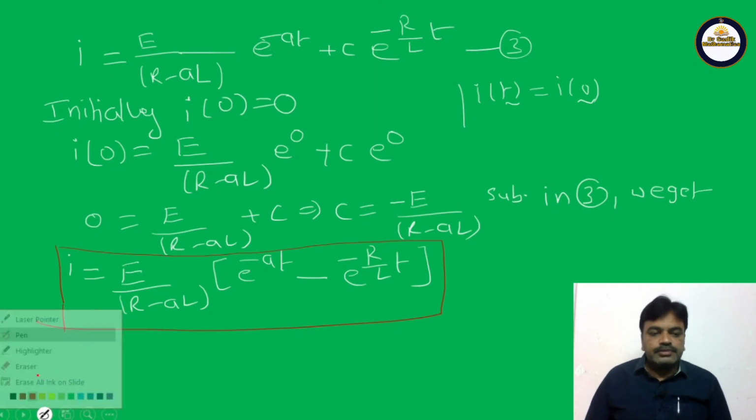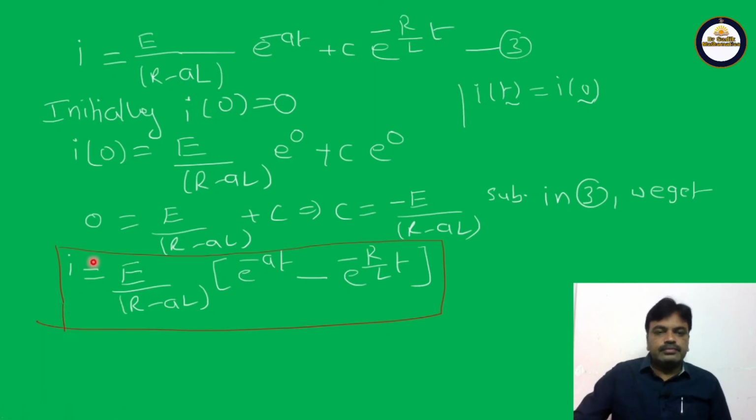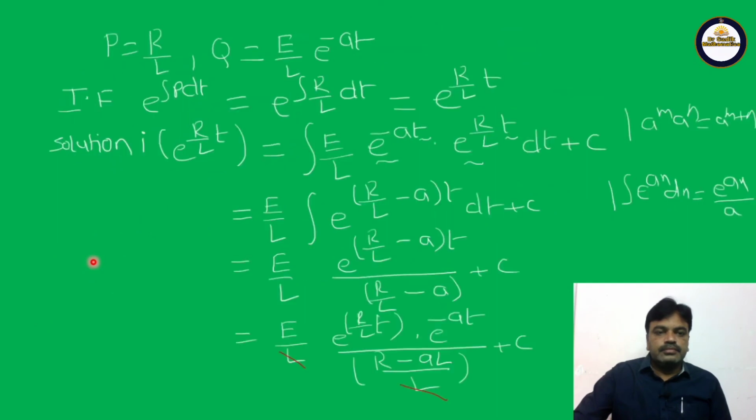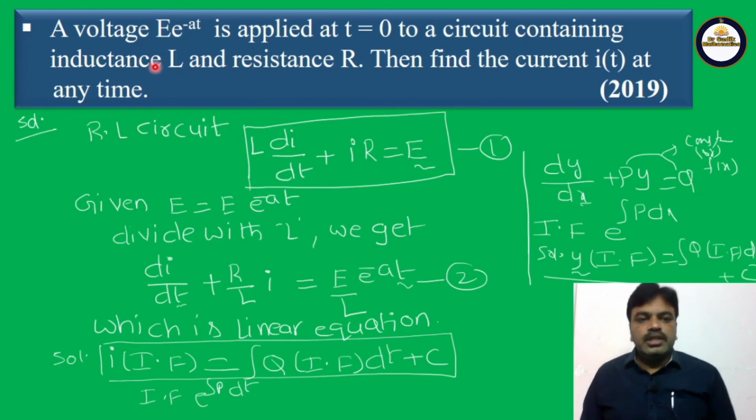Once again, friends, he gave a problem like this, voltage e power minus at, E into e power minus at. So I substitute here E into e power minus at. I observe here this is an LR circuit. So I wrote the LR circuit equation and substituted the E value. I substitute the E value and divide with L here. Now I observe this is a linear equation.